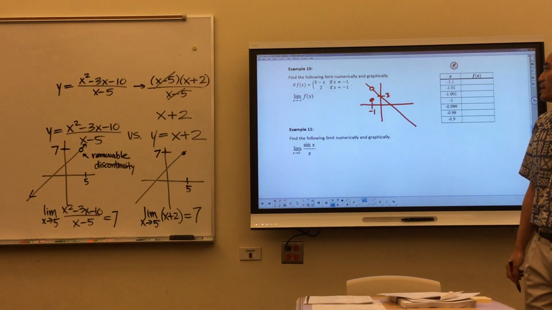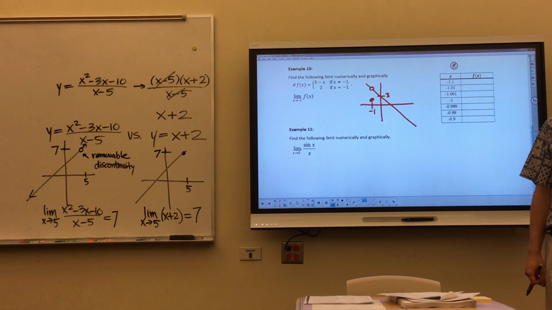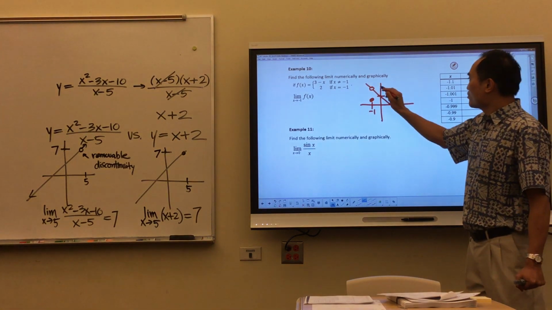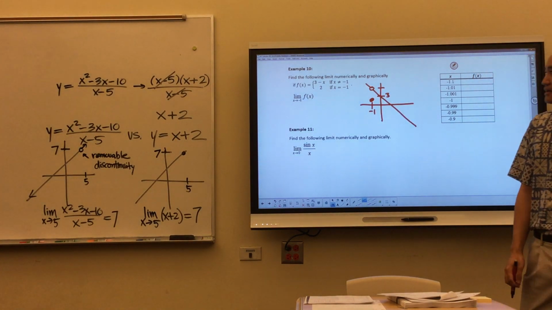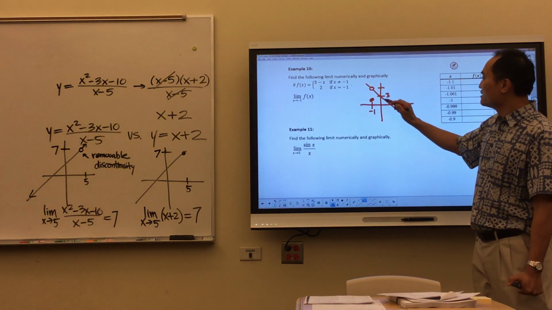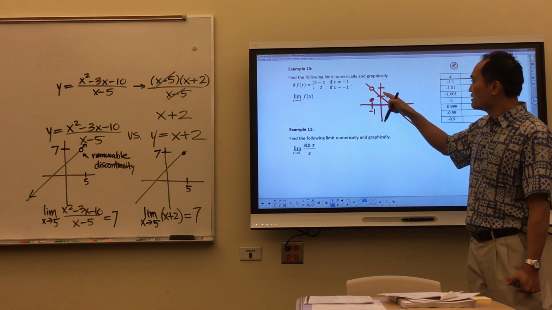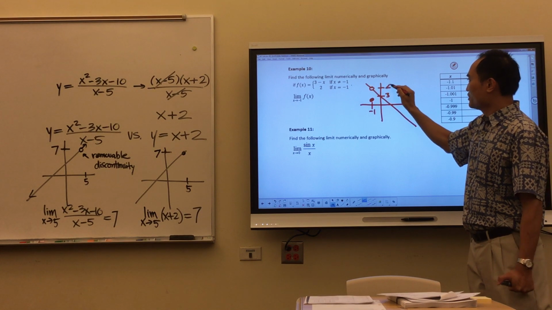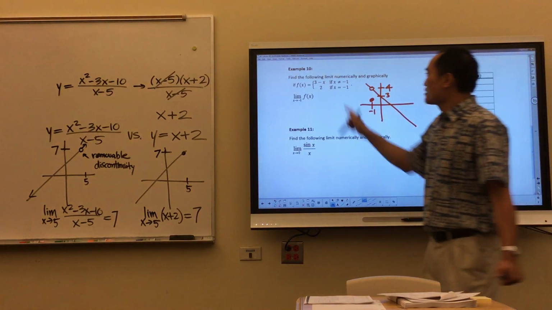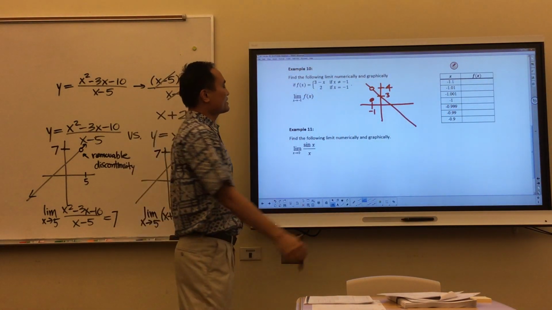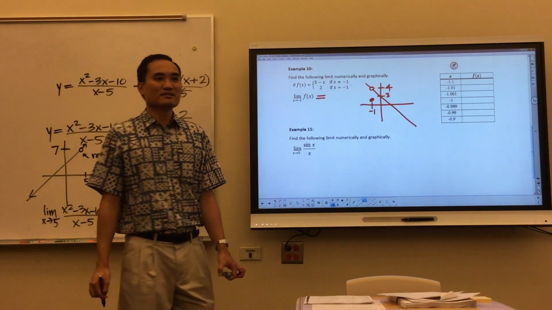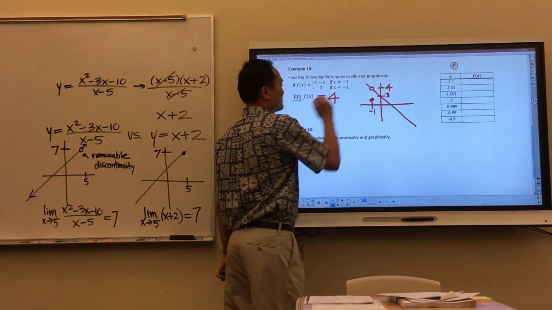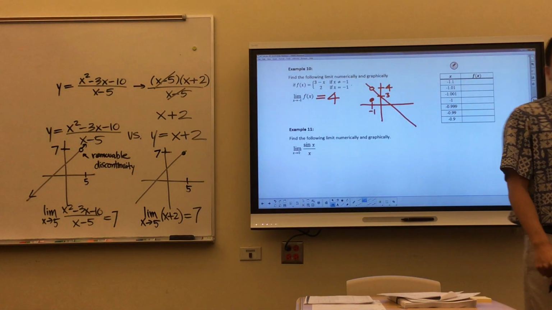Okay? So we can find the limit here graphically. Where is the location of this hole? -1, comma 4. Close. 3 minus -1. All right. So what is this limit graphically? 4. Okay. If we build a table, we would also see that.